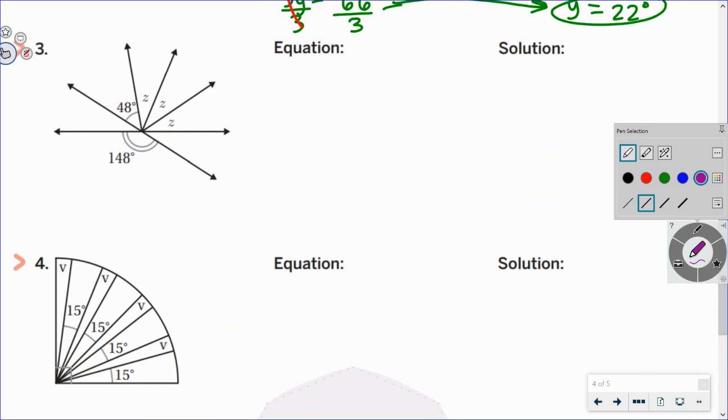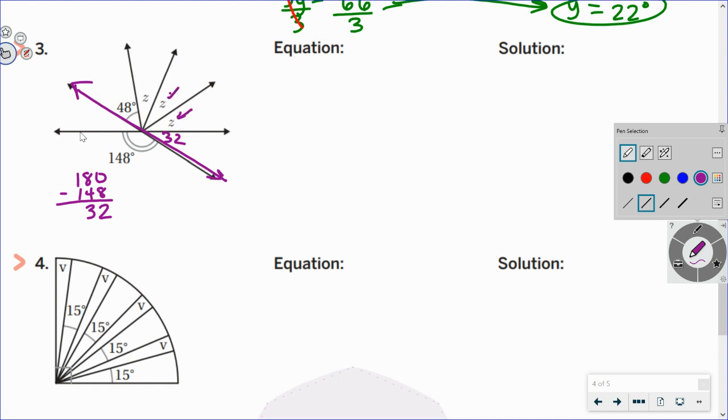Couple different ways to do this problem. I found that when I looked at 148, I noticed this angle was supplementary to it. So by subtracting 148 from 180, I found this missing piece to be 32 degrees. Now some of you are saying, why use that? Because now I have another relationship that forms a straight angle.